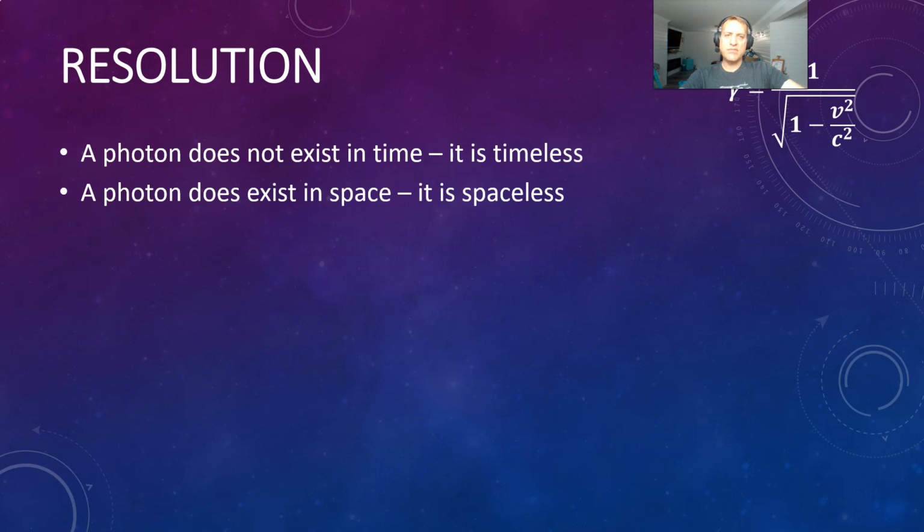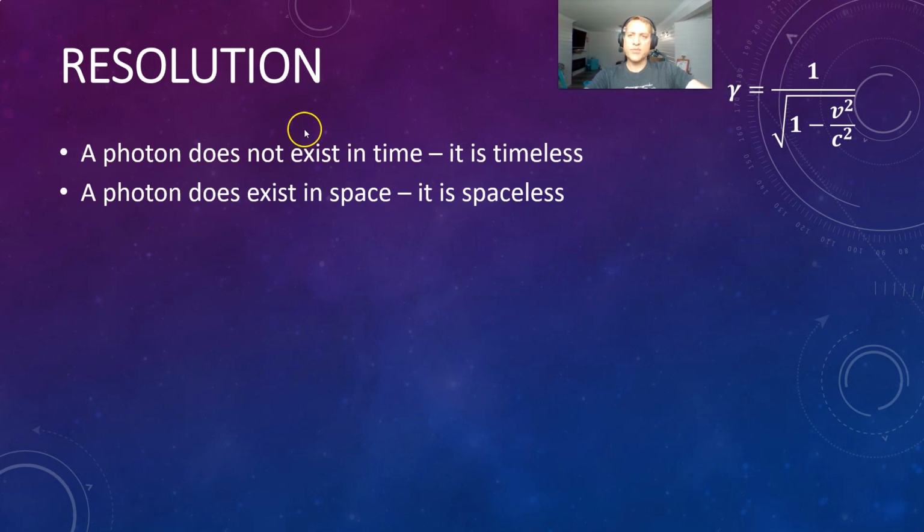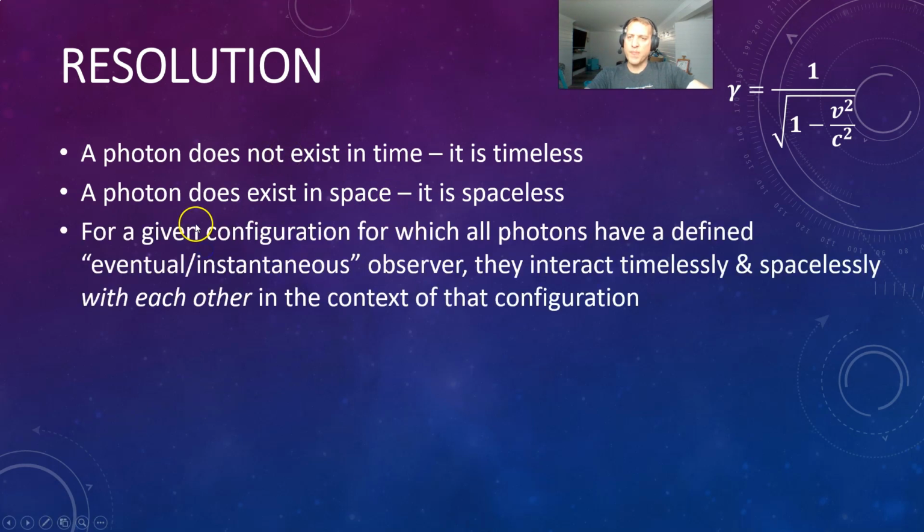So resolution, then this would be the thesis, right? For the experimental results, a photon does not exist in time. Of course, this is known. Everyone knows that. That's often discussed. A photon does not exist in space. It's spaceless, experiences no space. Doesn't exist in time, does not experience time, right? For a given configuration for which all photons have a defined reference frame, they interact timelessly and spacelessly with each other. You still need photons. So how do you get a wave to create an interference pattern? You need another wave. That's the only way.